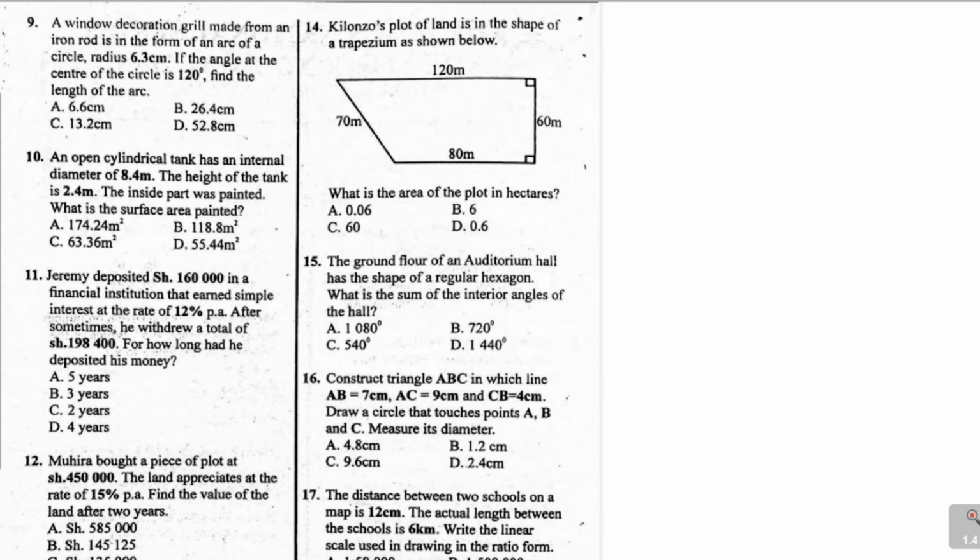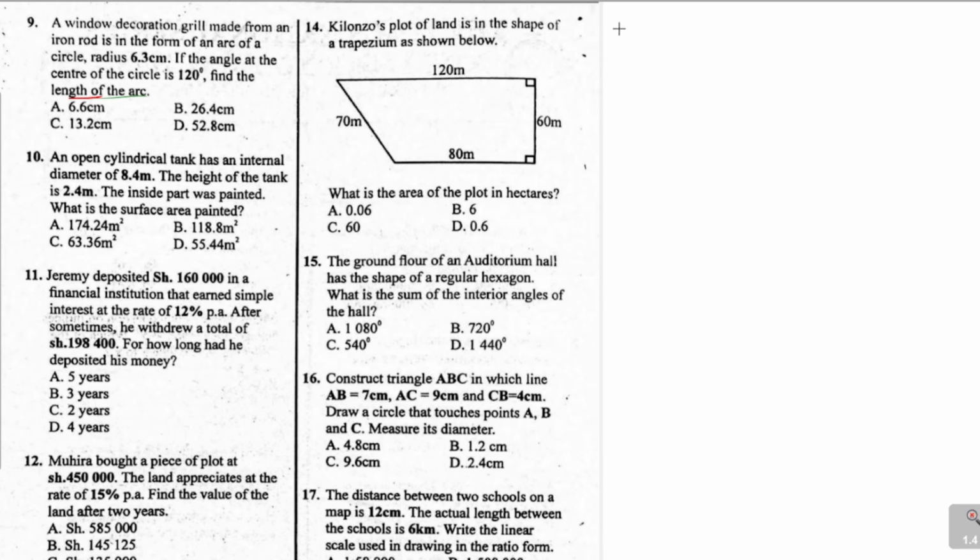Question 9. A window decoration grill made from an iron rod is in the form of an arc of a circle, radius 6.3 centimeters. If the angle at the center of the circle is 120 degrees, find the length of the arc. So how do we find the length of the arc of a sector of a circle? Because this one is forming a sector of a circle.